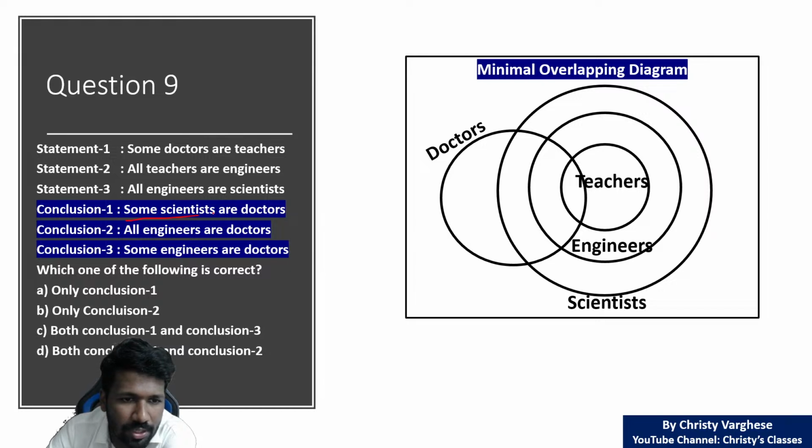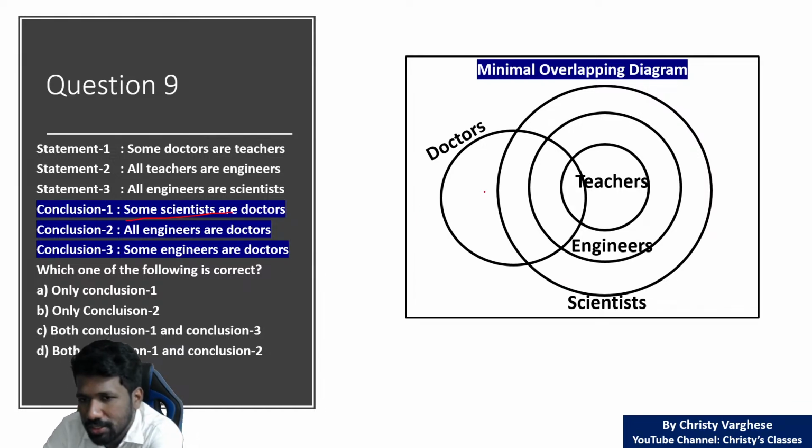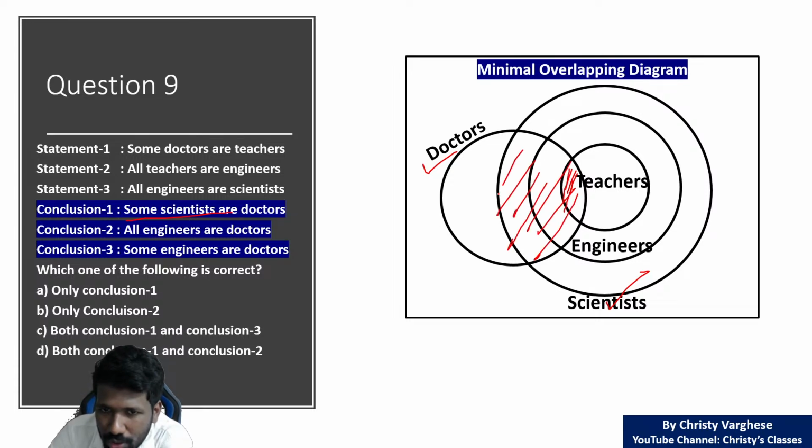Now with this, can you say some scientists are doctors? That means scientists and doctors should have an intersection. Scientists here, doctors here, definitely. Because teachers and doctors have an intersection, all teachers are scientists, so from the picture itself it is very evident. All these are the doctors and teachers intersection set.